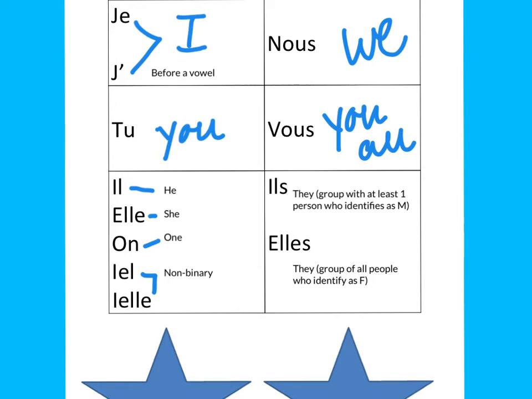En français, we use elles to describe a group, they, okay, a group of people who all identify as féminin. So there are no masculine identifying people in a group that is labeled elles. So both of these guys, ils and elles, mean they. But there's a difference in how many people, at least one masculine, all féminin.